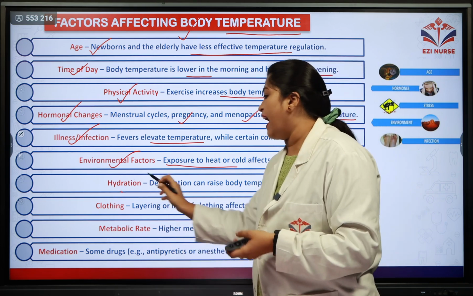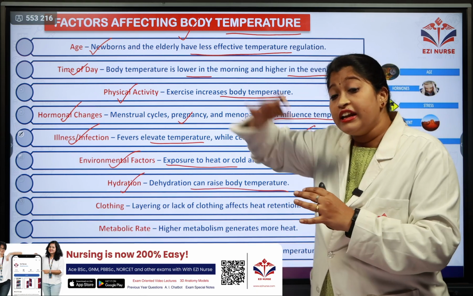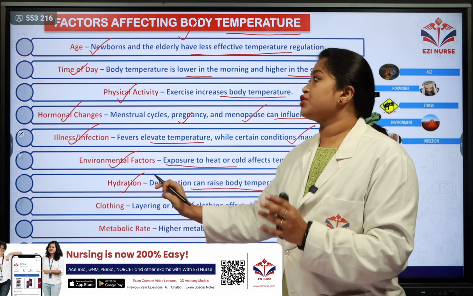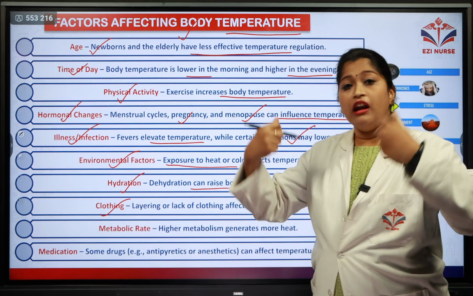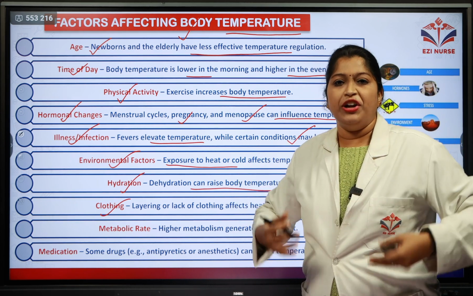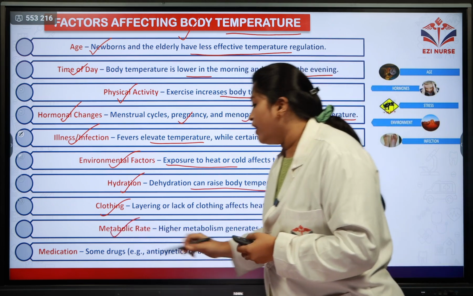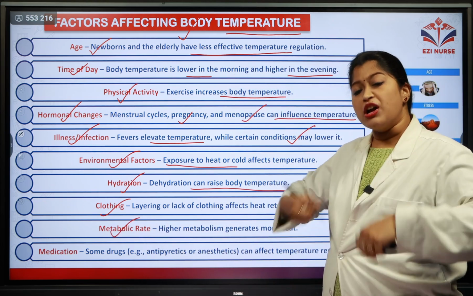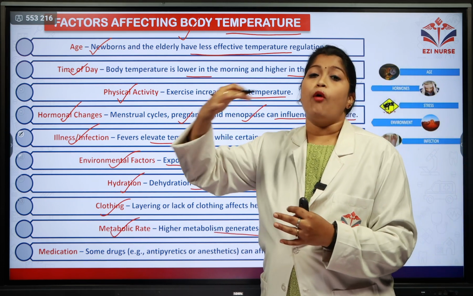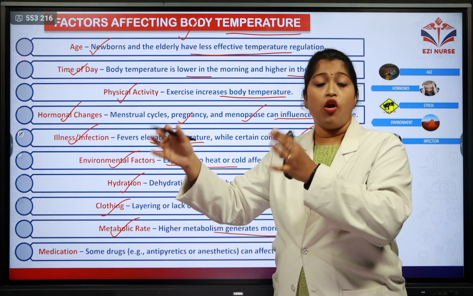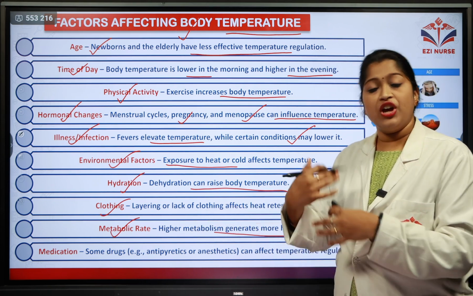And the next factor is hydration. If the person is dehydrated, then it increases his body temperature. This is also one of the main factors. And the next factor is clothing. If you are wearing layers of clothing, obviously your body temperature spikes or increases. And the next one is metabolic rate. If your metabolism is much higher, then the body temperature is sure to increase. As and when metabolism increases, it releases heat, so your body temperature increases.